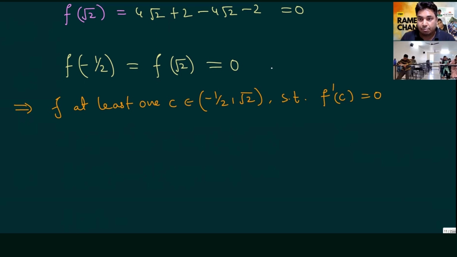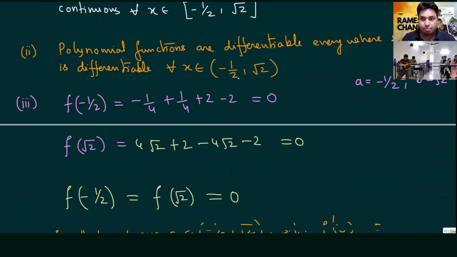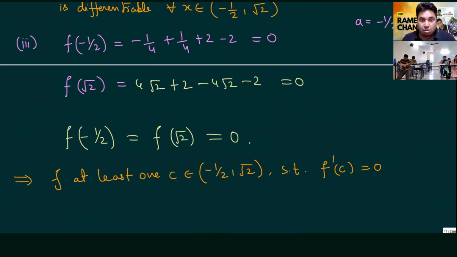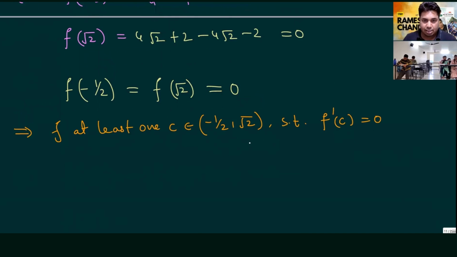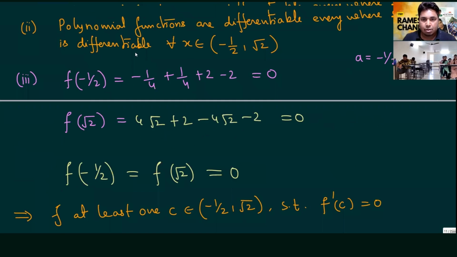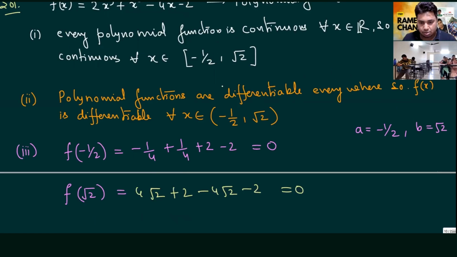Till now we have verified the conditions of Rolle's theorem. These 3 points are the necessary conditions required for Rolle's theorem. Now we are going to verify the theorem. How do we verify it? By finding f dash x. So what should be f dash x? You can see 6x square plus 2x minus 4.